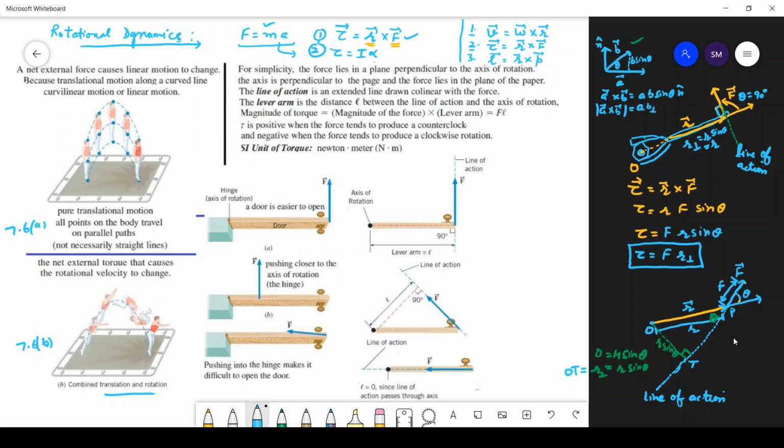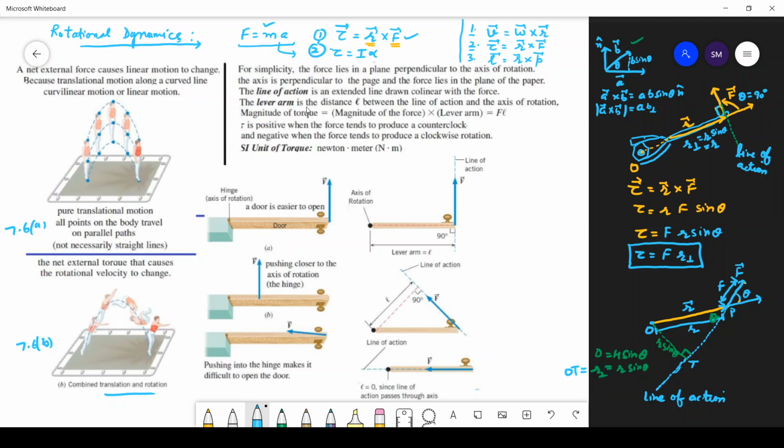Now see, let us complete this. For simplicity, the force lies in a plane perpendicular to the axis of rotation. So this is the case that we are taking. Force lies perpendicular to the axis of rotation. So the axis of rotation is perpendicular to this page and the force lies in the plane of the paper. The line of action is an extended line drawn collinear with the force. So this is your line of action. Collinear means they are along the same line.